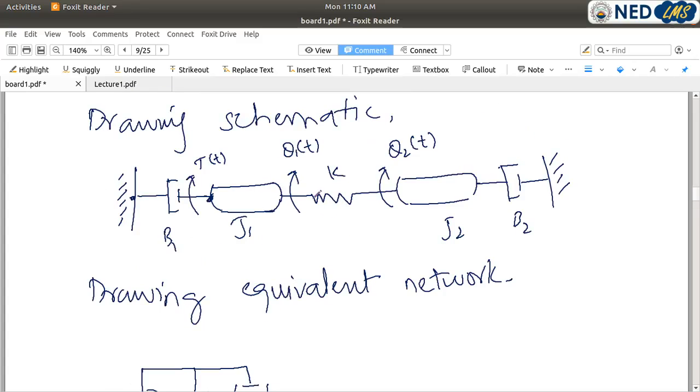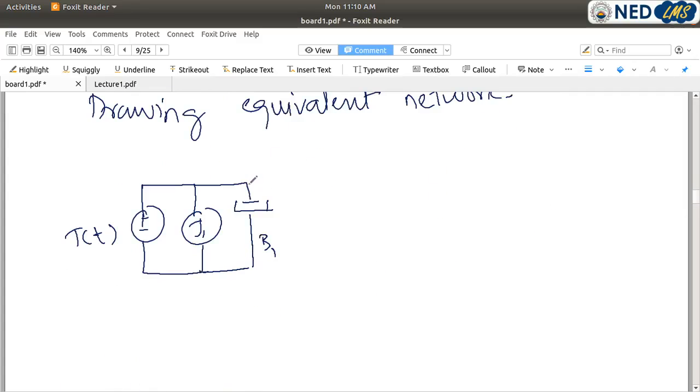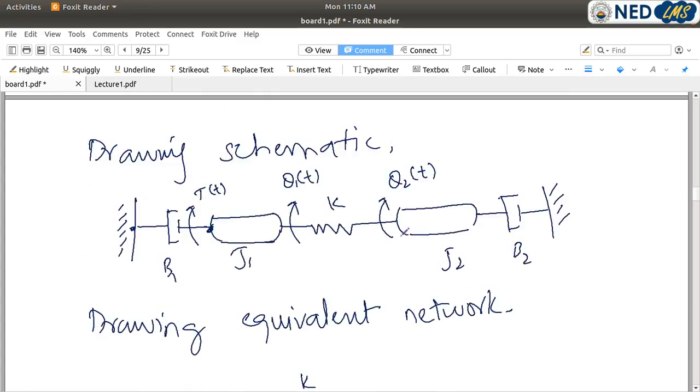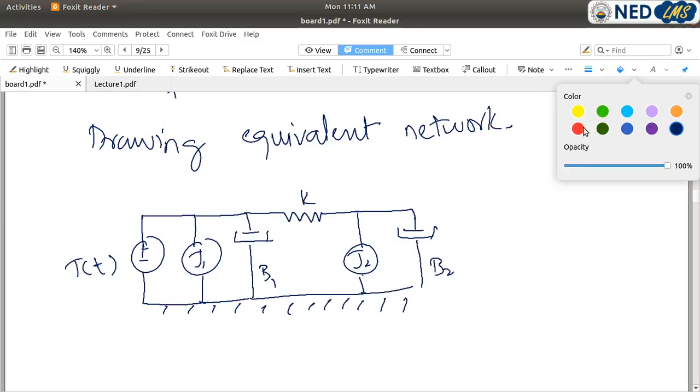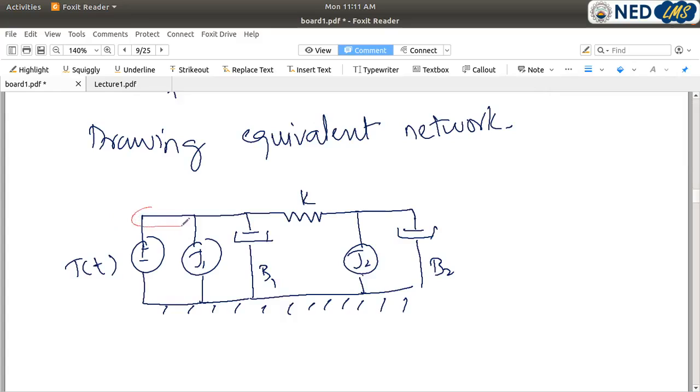Now this spring K or torsion is in between theta 1 and theta 2, so drawing in the circuit like this, K. Now we arrive at node X2. At node X2 we have the inertia connected in between the node and the reference node, and this B2 is in parallel with this J2. This represents the reference node, this represents node X1, and this represents node X2.